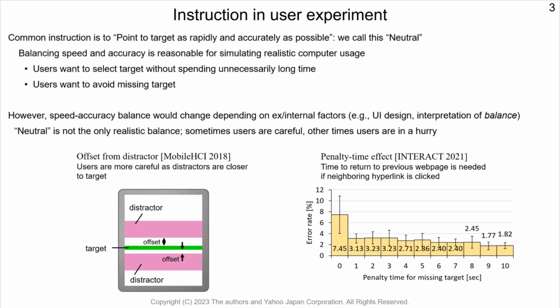The focus of this study is the instruction given to the participants. The most common instruction is point to the target as rapidly and accurately as possible. We call this neutral. This is a reasonable instruction because balancing speed and accuracy can simulate realistic usages for PCs, smartphones, and tablets. However, the speed accuracy balance would change depending on the external situation and internal factors in the participants. Therefore, neutral is not the only realistic balance.